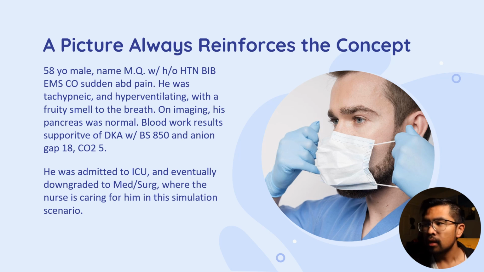So this is a 58-year-old male. His name is MQ, with a history of hypertension. He was brought in by EMS. He was complaining of sudden abdominal pain. He was tachypneic, he was hyperventilating, he had a fruity smell to his breath. On imaging, his pancreas was normal.